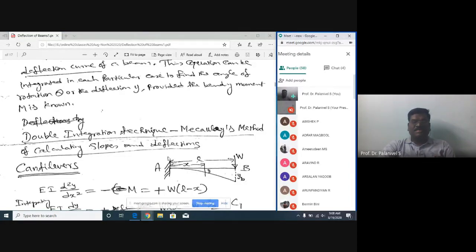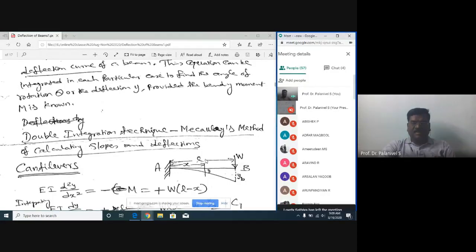Here only a single load is acting. Suppose several discontinuous loads act, several point loads act. We have to do it by Macaulay's method, which is nothing but this same double integration technique with a little bit of modification, that I will explain later while discussing Macaulay's method with you.